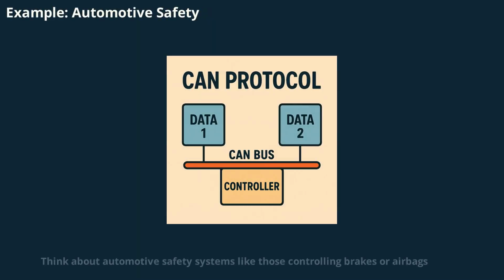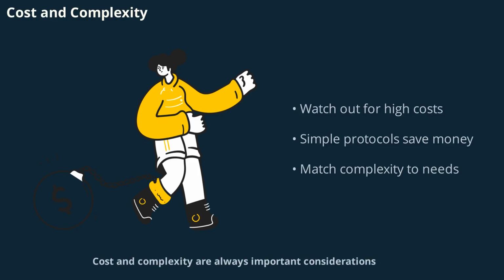Think about automotive safety systems like those controlling brakes or airbags. If a less reliable protocol were used, communication failures could lead to system malfunctions, putting lives at risk. That's why robust protocols like CAN are standard in these applications, ensuring that critical messages get through even in harsh conditions. Cost and complexity are always important considerations, especially for resource-constrained devices.